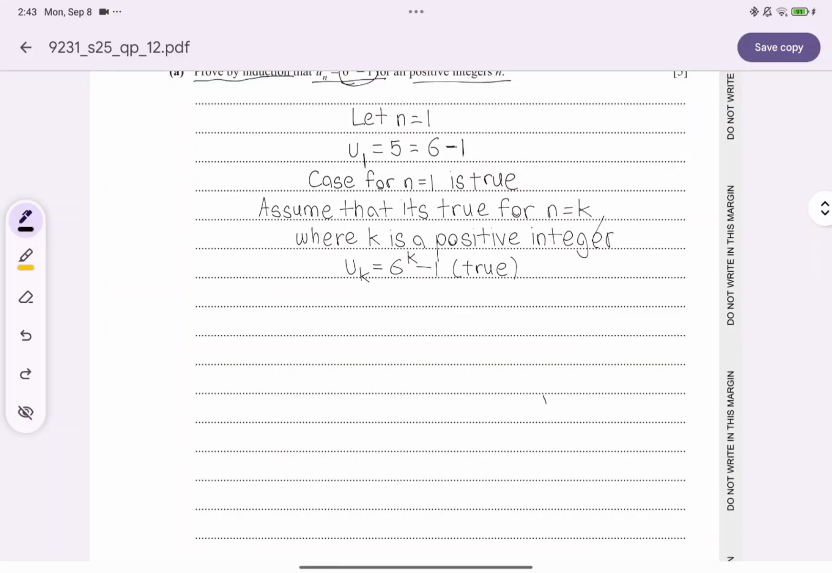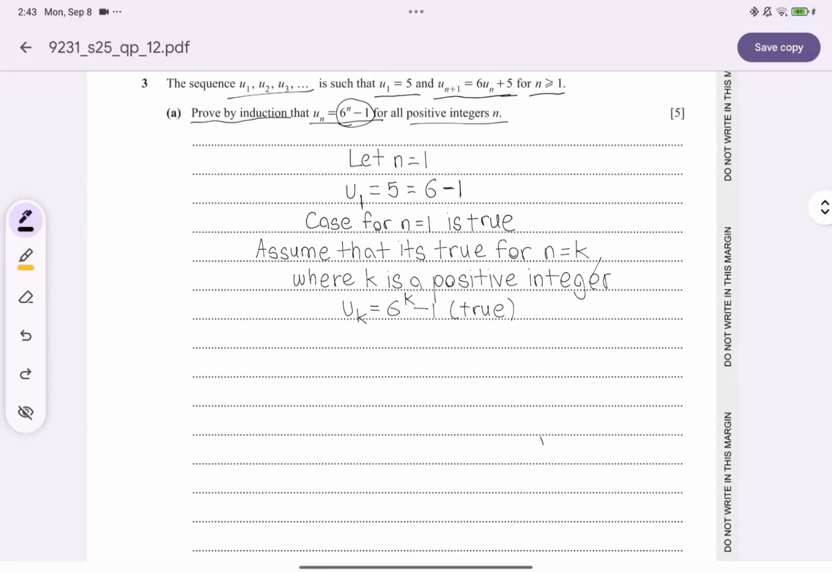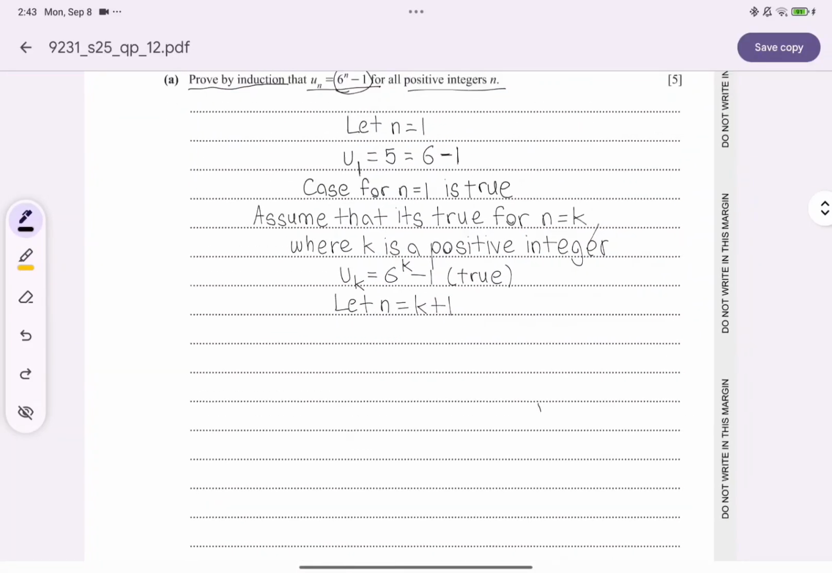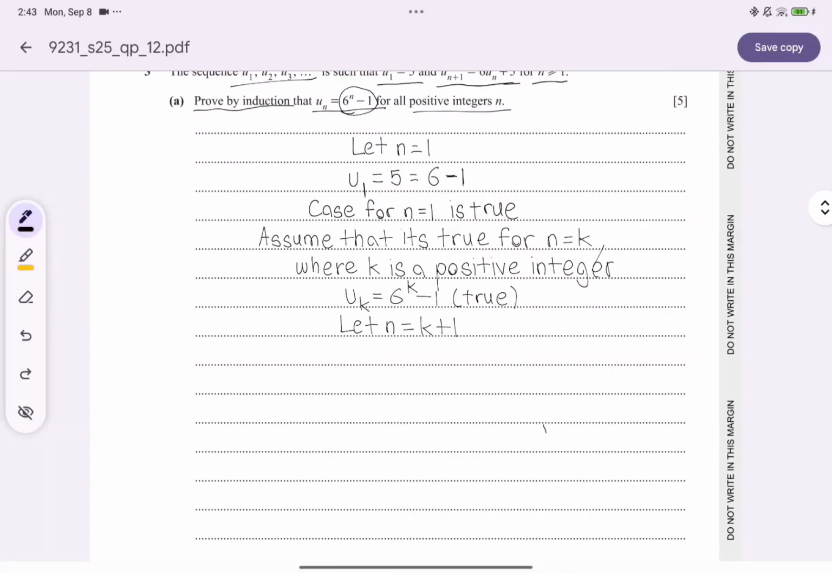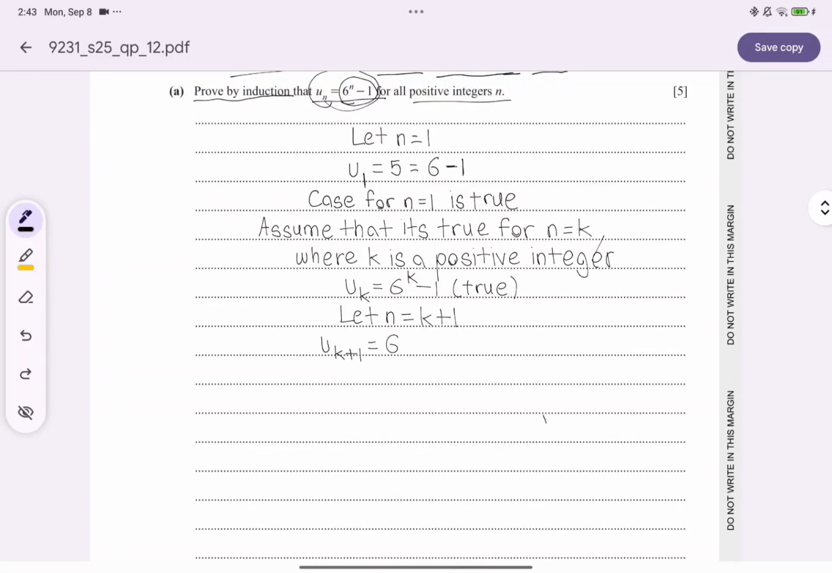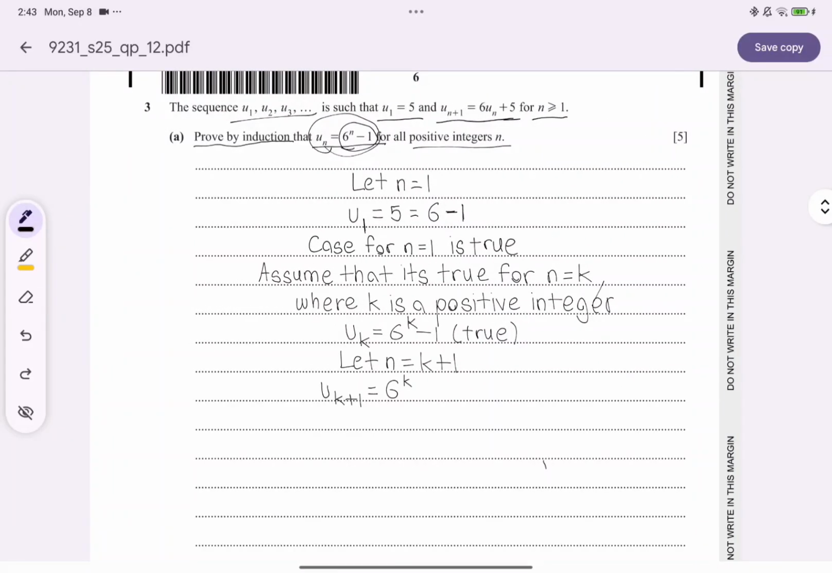Okay, so this is the second step, and now the third and final step is to let n equals to k plus 1. Now we're going to find uk plus 1. So just substitute into this equation we're given that we have to prove. So this would be equals to 6k. Wait, sorry. No.